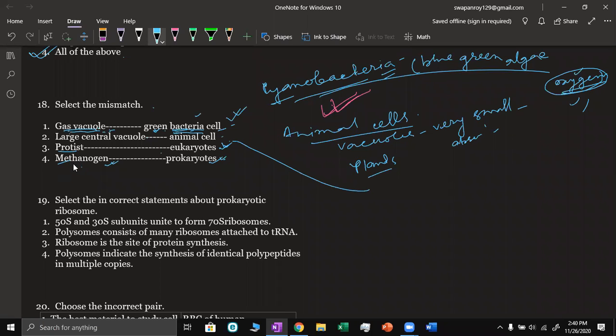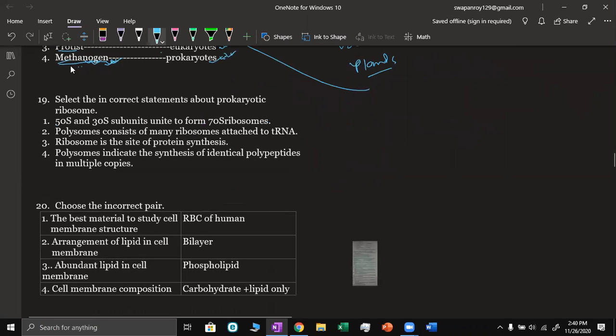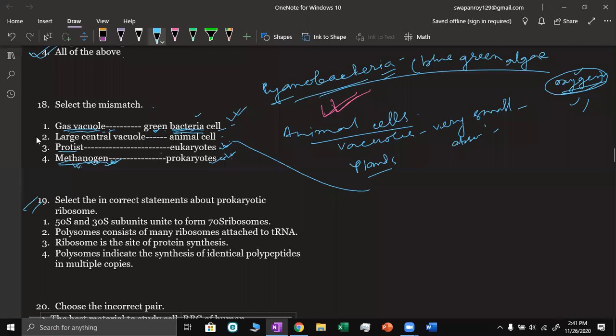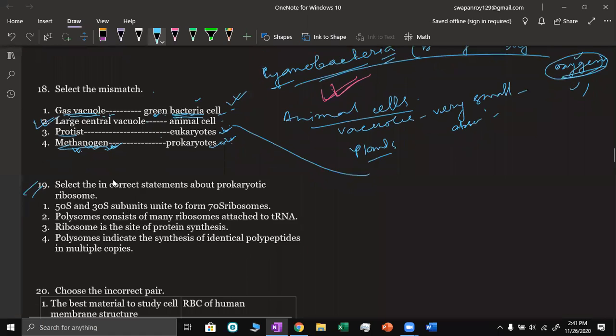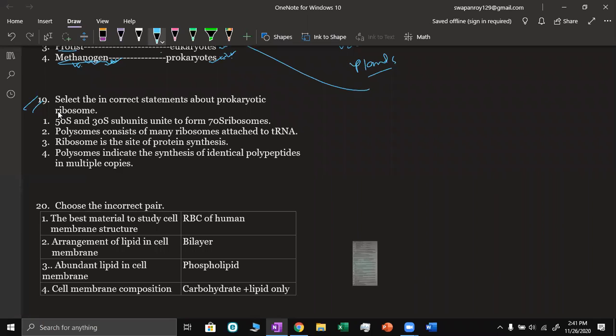Methanogens are also used in gobar gas plants because they produce methane. During the decomposition of logs, plants, etc., methane is produced. Methanogens are found in deep areas where there is decomposition, such as coal mines. So here option 2 is the answer; it is the wrong statement, the mismatch.